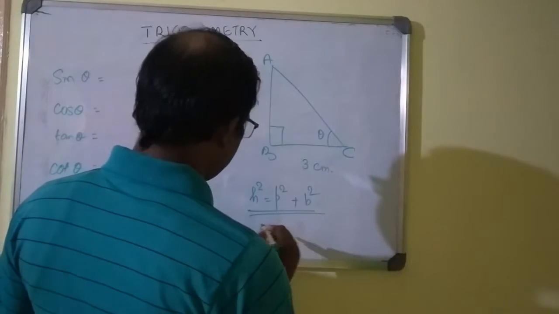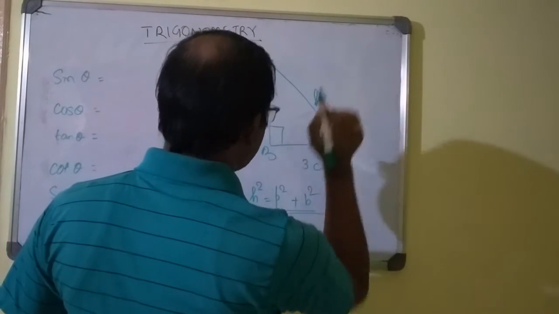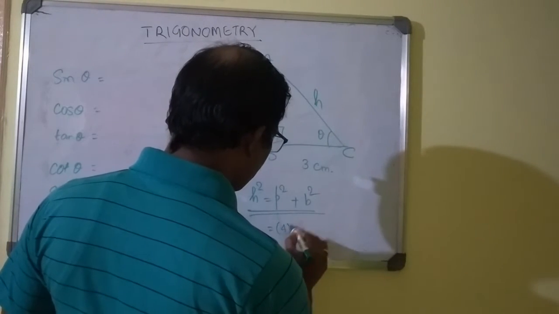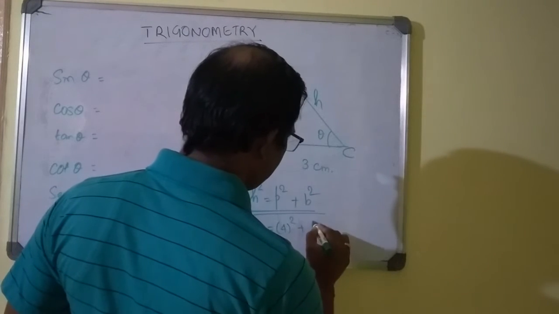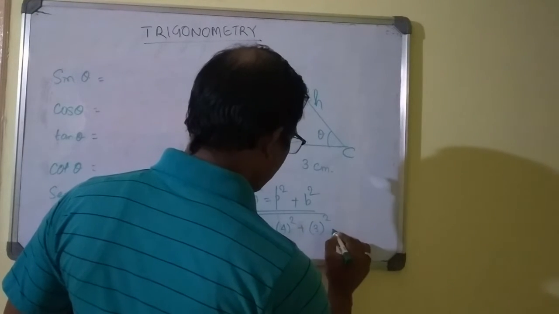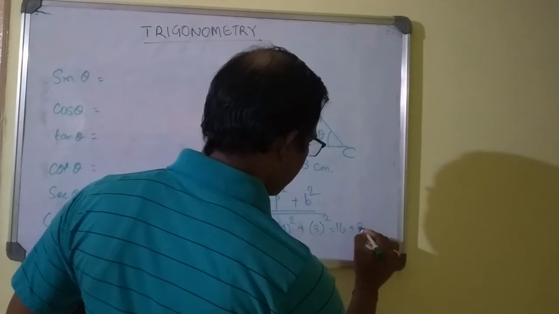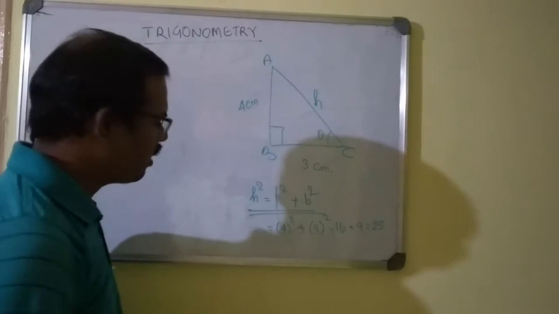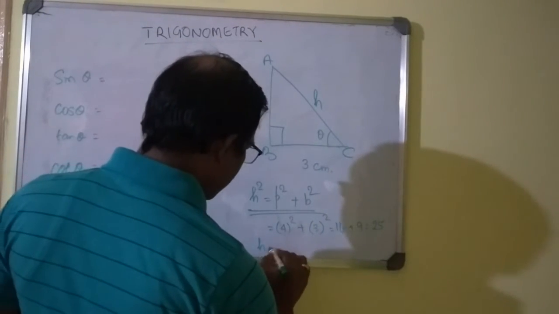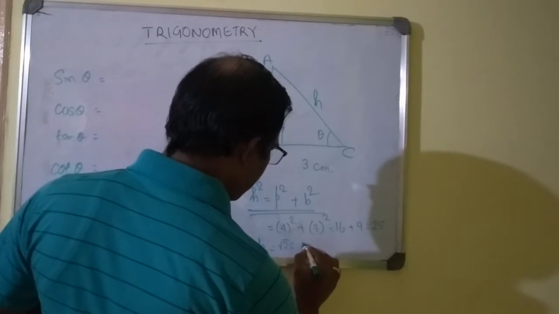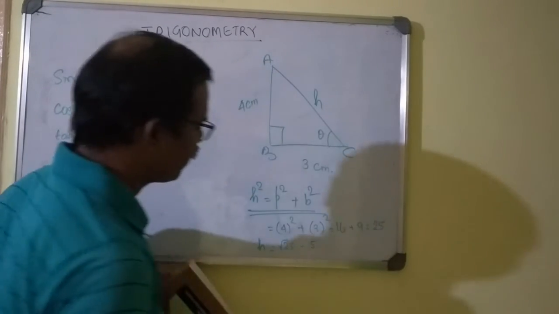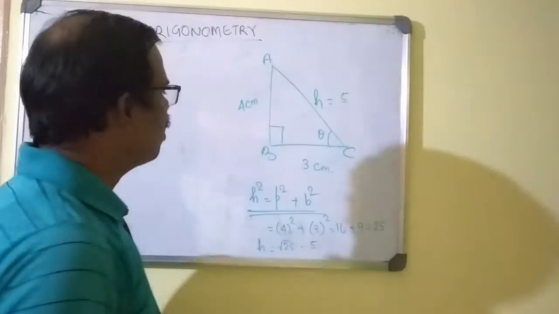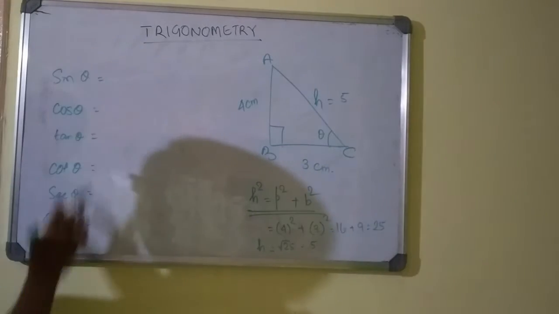So in this case, hypotenuse, represented by h, is equal to the square root of perpendicular, which is 4 square, plus base, which is 3 square. So 4 square is 16 plus 3 square is 9, which gives me the result 25. Therefore h will be equal to square root of 25, which is equal to 5. So we figured it out: h is equal to 5. And now what we will do is find out all the ratios.